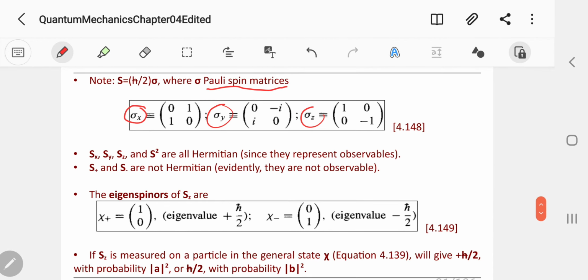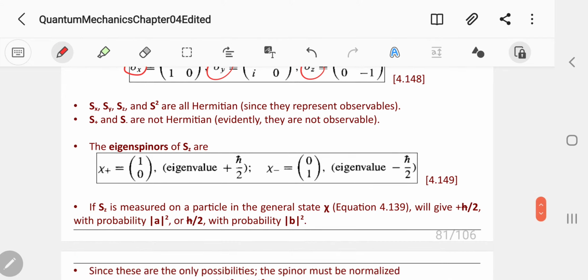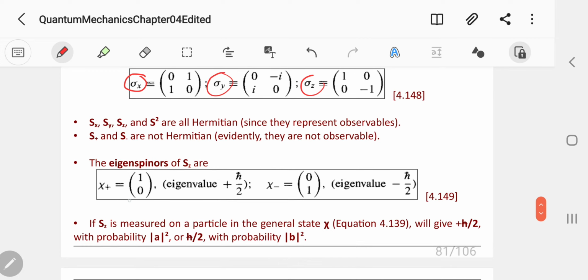So I hope you still remember about Hermitian matrices. Sx, Sy, Sz and S square are all Hermitian, and of course S plus and S minus are not Hermitian because these are not observable quantities. So chi plus has this equivalent column matrix with eigenvalue positive h bar over 2, and chi minus has this equivalent matrix with eigenvalue negative h bar over 2.